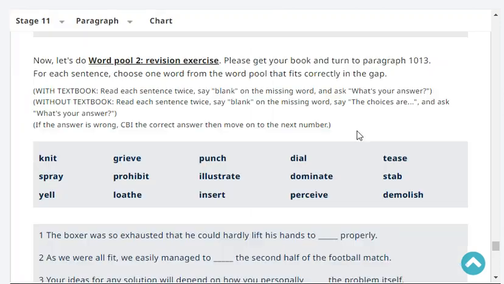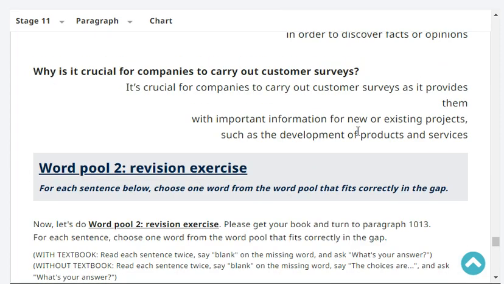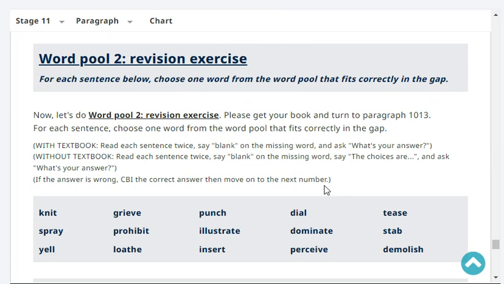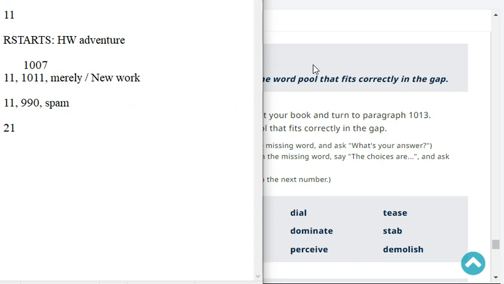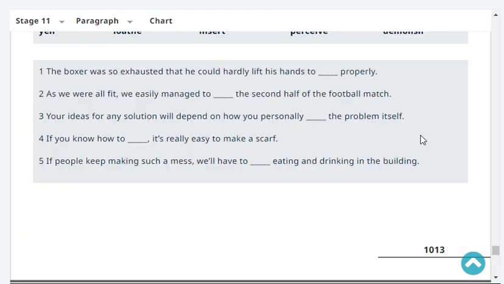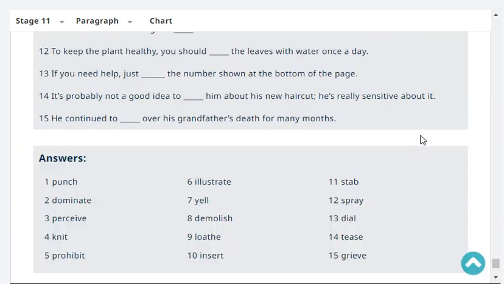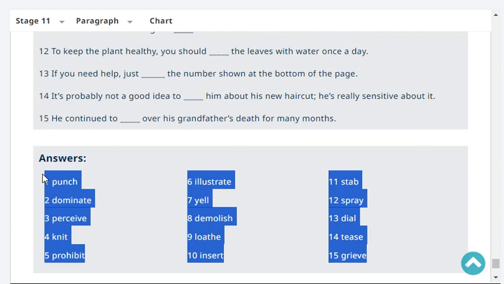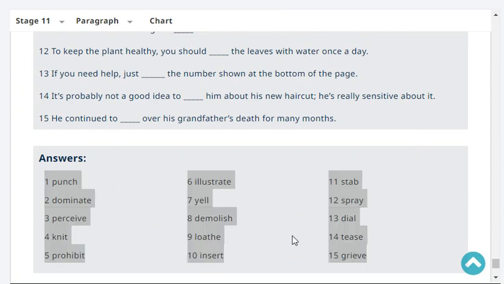Okay, let's start answering word pool 2 revision exercise. For each sentence below, choose one word from the word pool that fits correctly in the gap. Okay, start with number 1. The boxer was so exhausted to punch. Very good. Number 2, dominate.